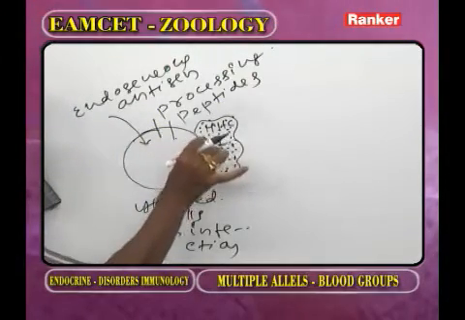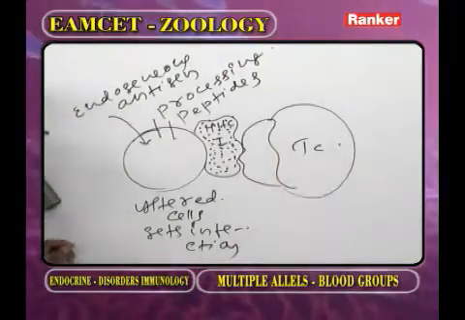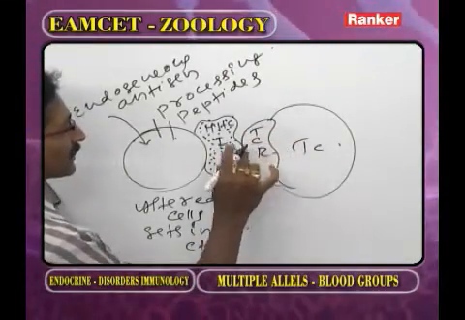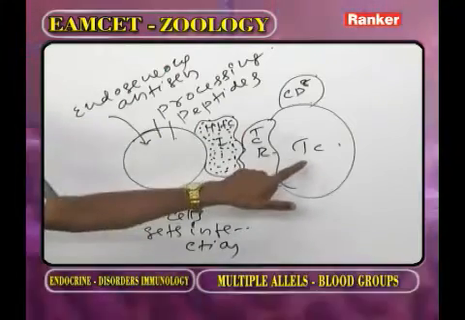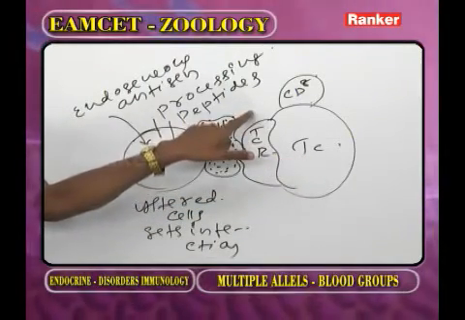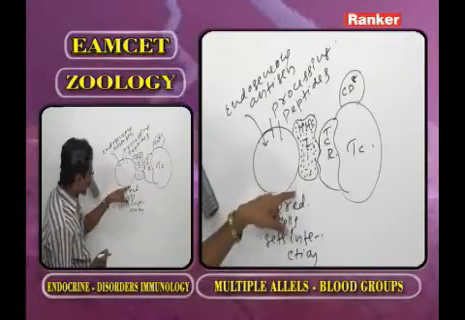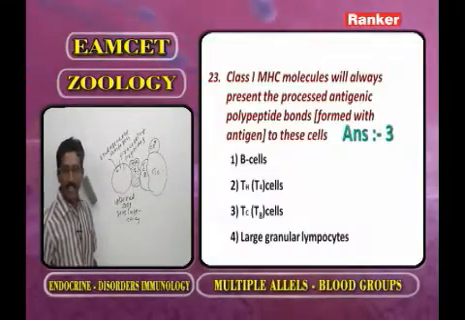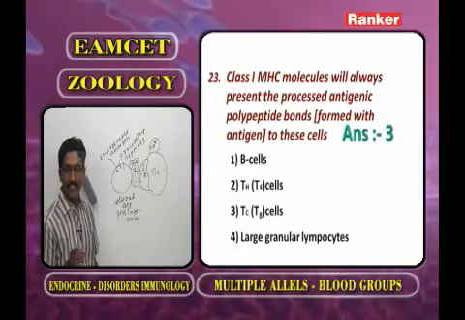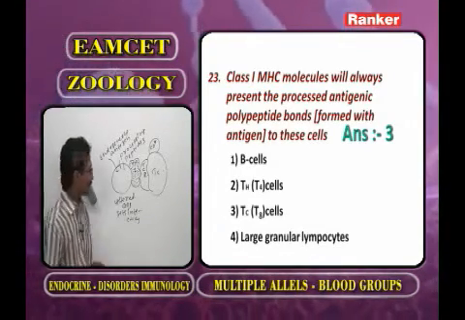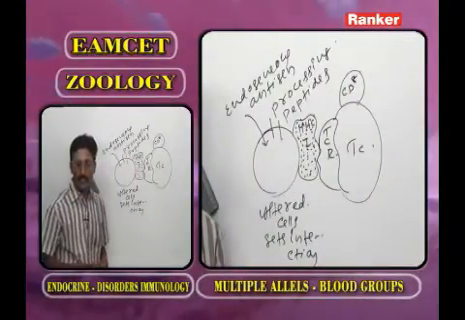Now this endogenous antigen is recognized by the TC cell. On its surface, the TCR, T cell receptor. Now on the TC, what type of marking is present? CD8. Now the TC cell recognizes the peptides of antigen which are present on MHC 1 of what type of cell? Altered cell. Now here again the question: class 1 MHC molecules will always present the processed antigenic polypeptide bonds to what type of cells? TC. You have to observe the third option, TC. Its marking is CD8. Now the next question.